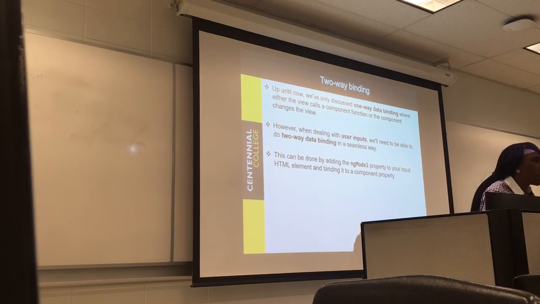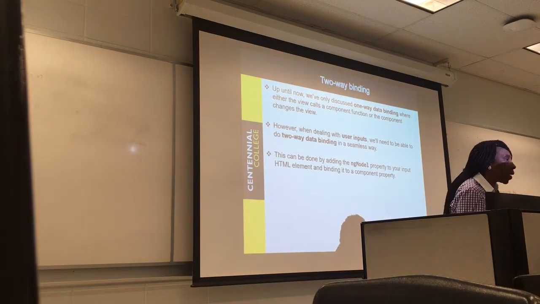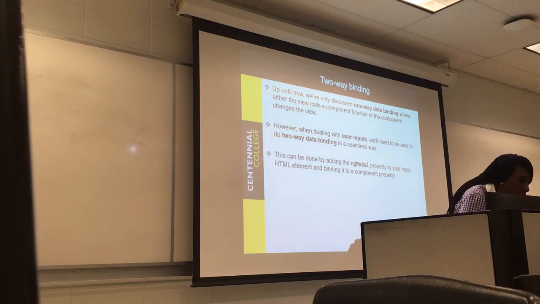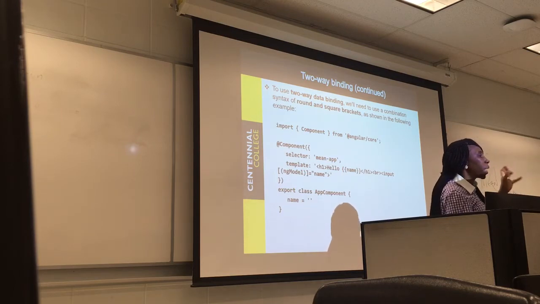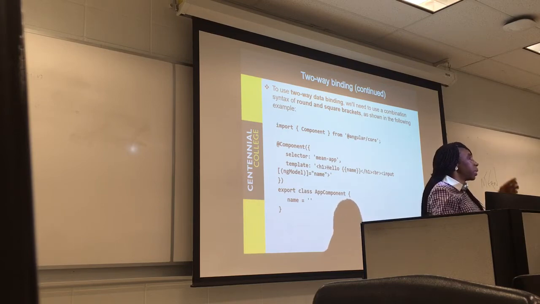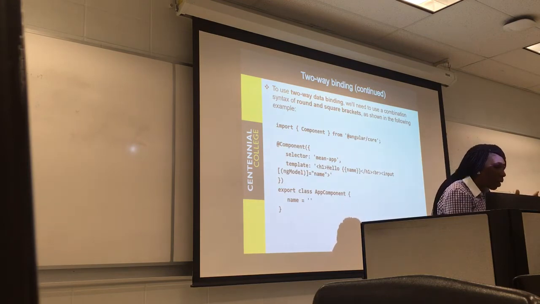Apart from the one-way binding that we have mentioned, and we have given several examples of the one-way binding, Angular also does two-way binding. As we proceed, we'll also see the two-way binding. For two-way binding, you use a combination of the syntax of the round and square brackets. So if you see the round and square brackets in your script, know that that is two-way binding.